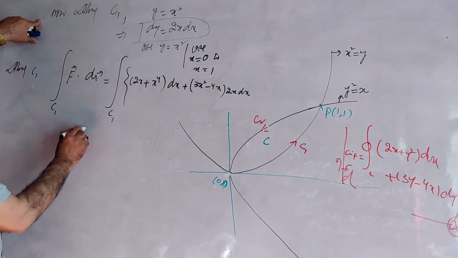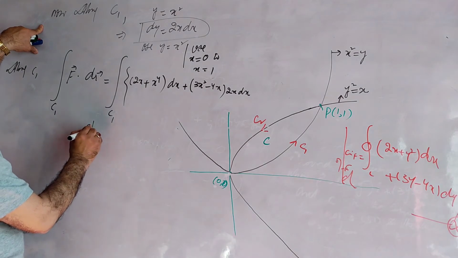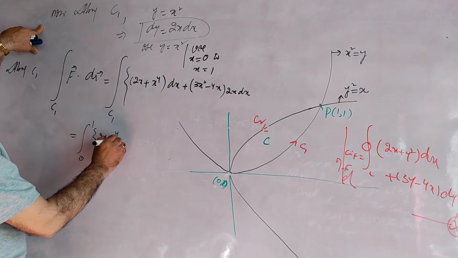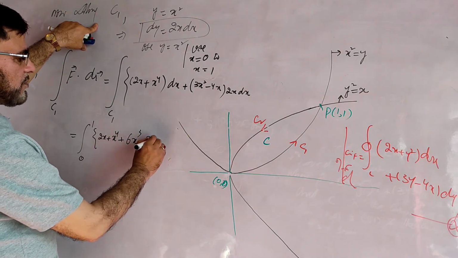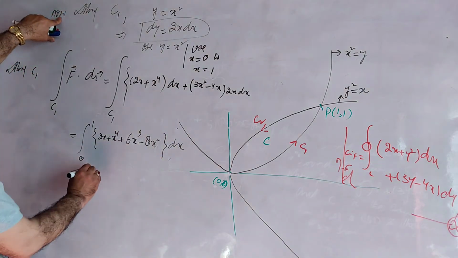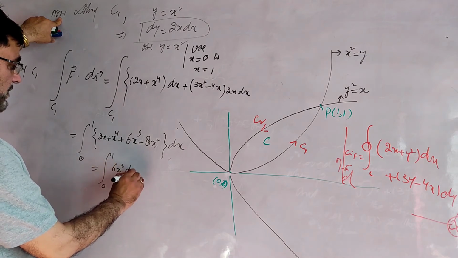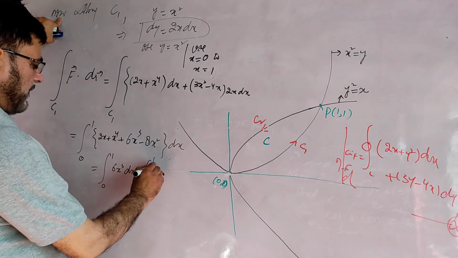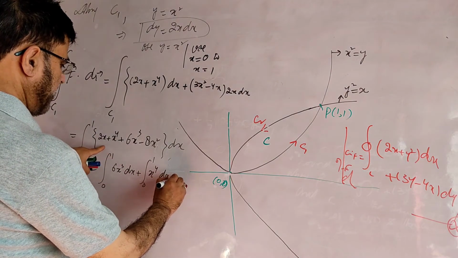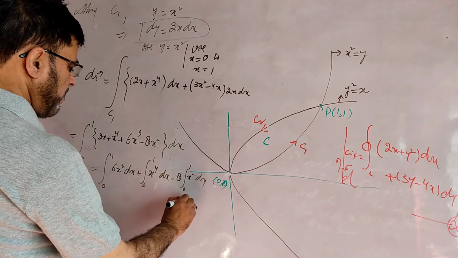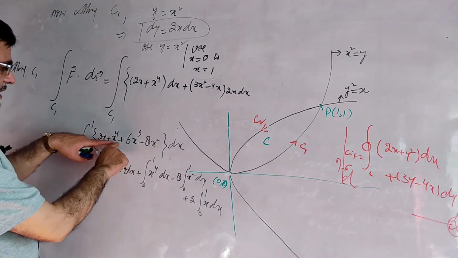What is this? It is dx here, from 0 to 1. This will be 2x plus x4, and 3x square minus 4x times 2x, that is 6x cube minus 8x square, dx. Let me simplify this. Integral 0 to 1 of 6x cube dx, plus integral 0 to 1 of x4 dx, then minus 8 times integral 0 to 1 of x square dx, plus 2 times integral 0 to 1 of x dx.